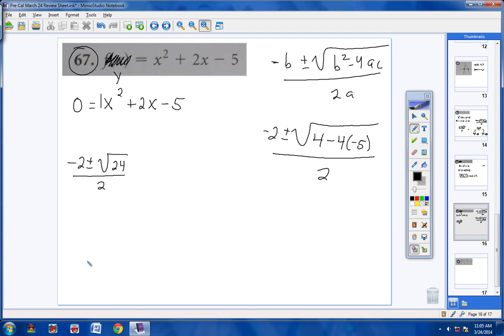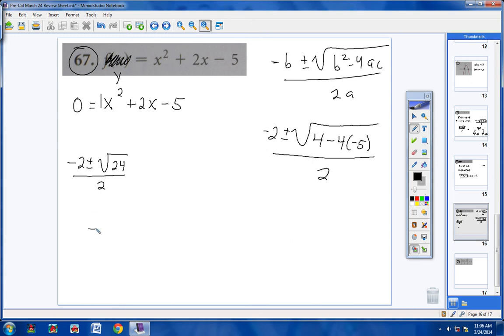Okay? Now, there's many ways to finish this. I don't have my calculator in front of me, guys, but you could type into your calculator, and listen to me very carefully, negative 2 plus the square root of 24. Then be sure and hit enter, and then divided by 2, enter, and you'll get out one answer. Then type into your calculators negative 2 minus the square root of 24, enter, divided by 2, enter, and you'll get out your other answer. Now they're going to be decimals, and you'll have to round them off.